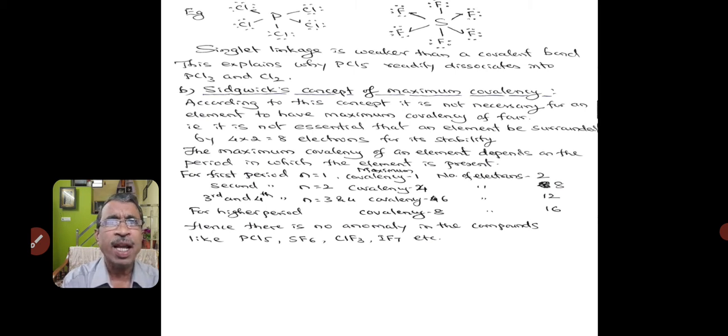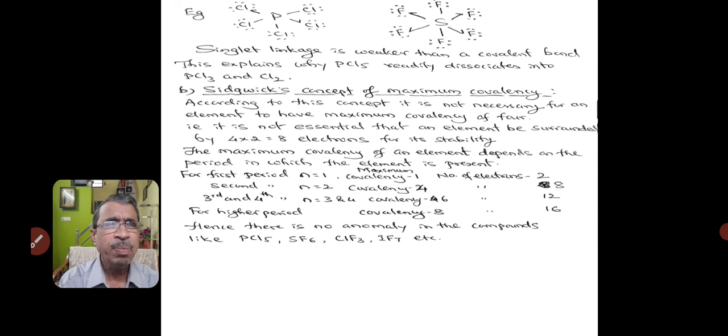Similarly, in sulfur hexafluoride, we have 4 single electron bonds between sulfur and fluorine and 2 two-electron bonds between sulfur and fluorine. So this is how Sugden explains the octet in these molecules. Another theory was put forward by Sidgwick, and it is also called Sidgwick's concept of maximum covalency.